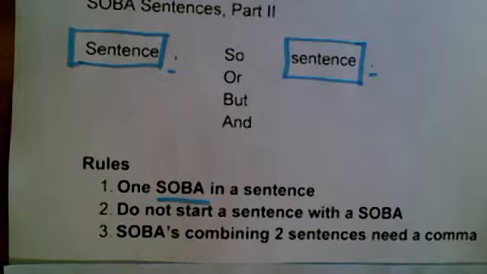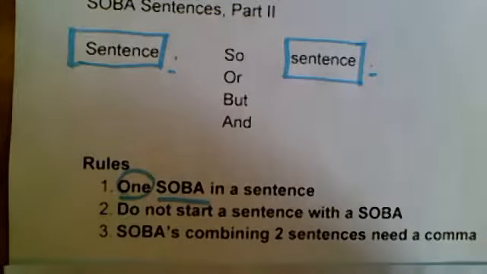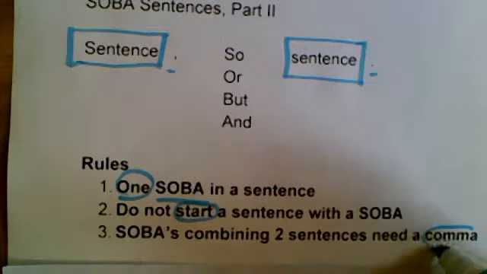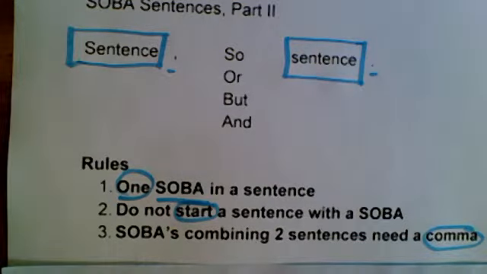And rule number 3 is SOBAs combining 2 sentences need a comma. So one SOBA, do not start with a SOBA, and they need a comma. So one, start, and comma are your 3 words that you need to remember. Take a moment and pause the video and say that to yourself.